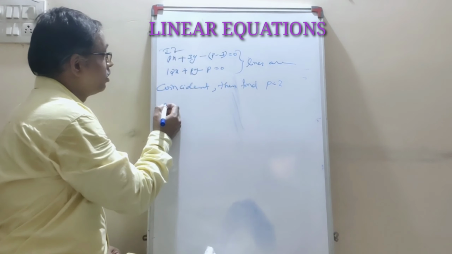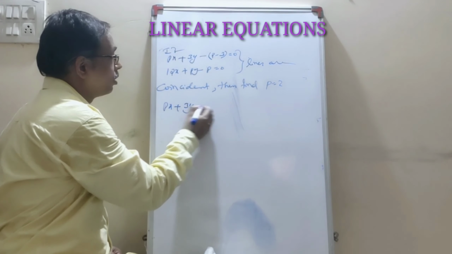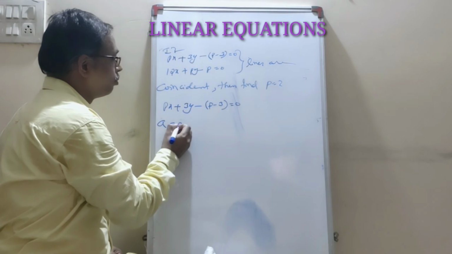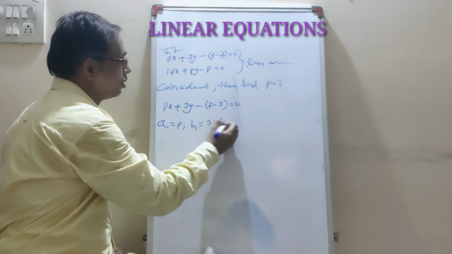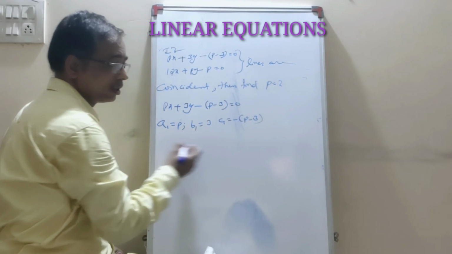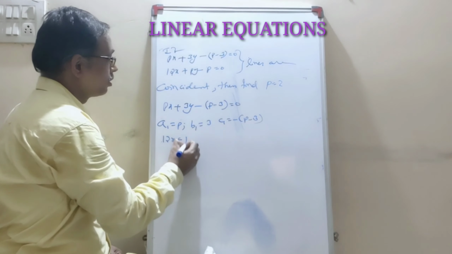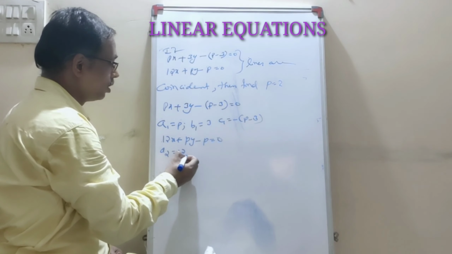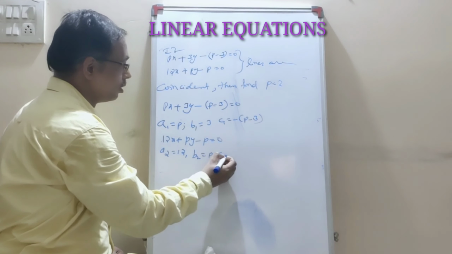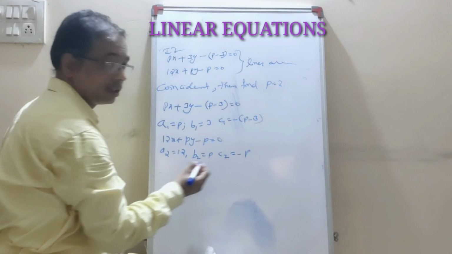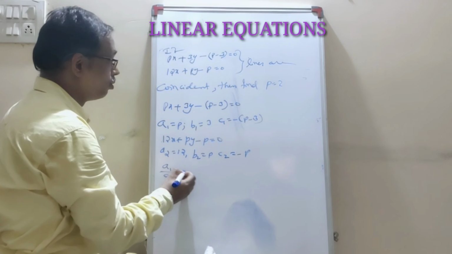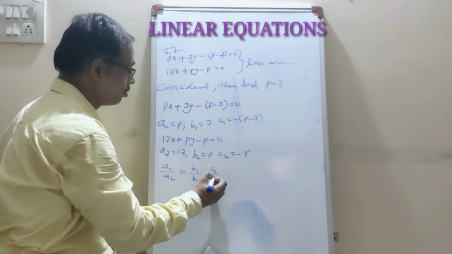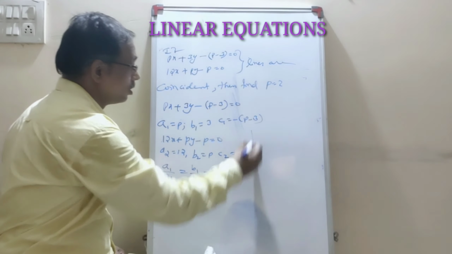Okay, so here again write px plus 3y minus (p minus 3) equal to 0. Now here a1 is equal to p, b1 is equal to 3, c1 is equal to minus (p minus 3). And next, 12x plus py minus p equal to 0. Then a2 equal to 12, b2 equal to p, c2 is equal to minus p. Now here, for coincident lines the condition is a1 by a2 equal to b1 by b2 equal to c1 by c2. Right, all those ratios are equal.